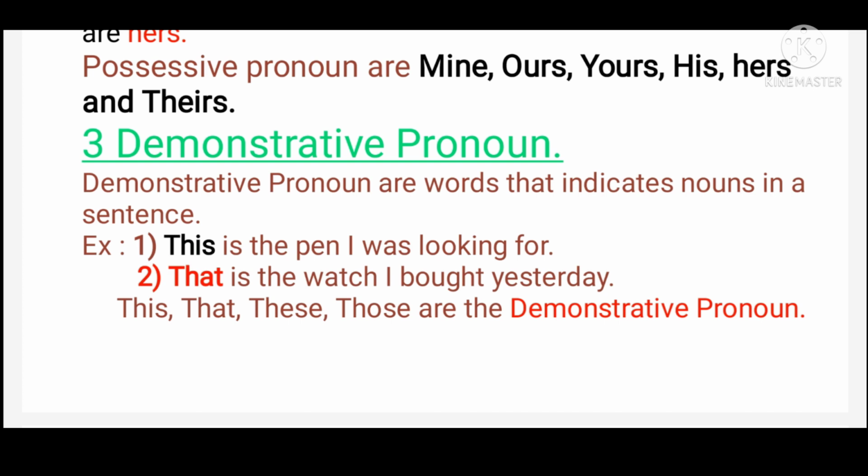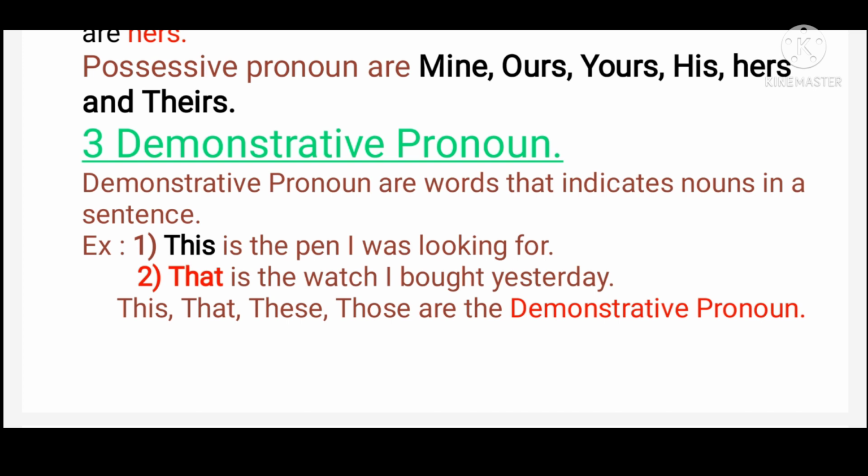Now in these two examples, you can see that the words this and that, which I have highlighted in red and black color, show the indication, the word which indicates or demonstrates the noun in the sentence, right? In the first example this refers to the pen, and in the second example that refers to the watch, which indicates the noun, right? So demonstrative pronouns are this, that, these, and those.